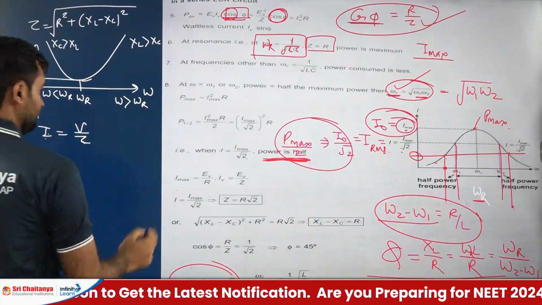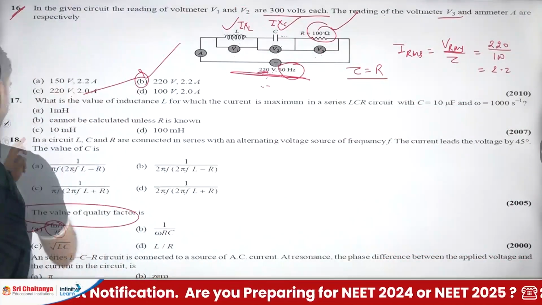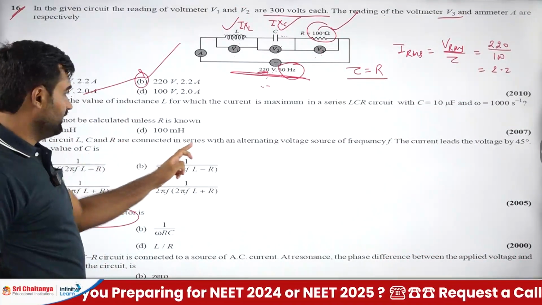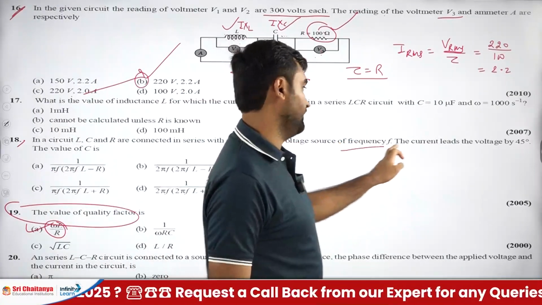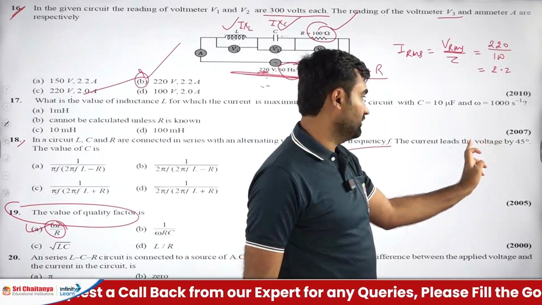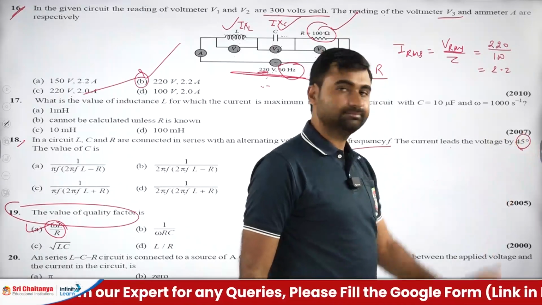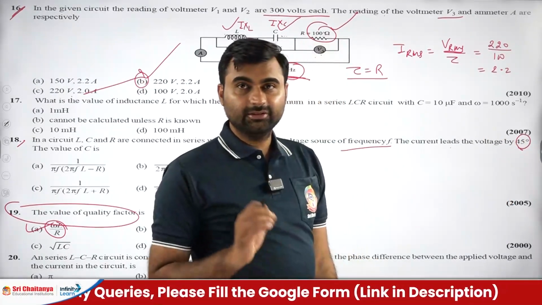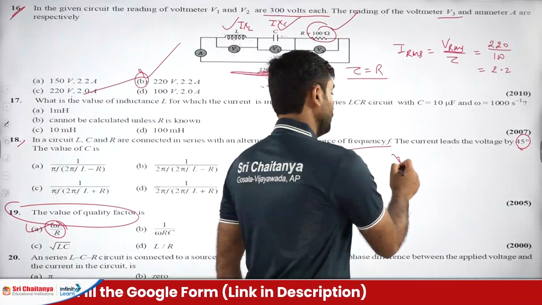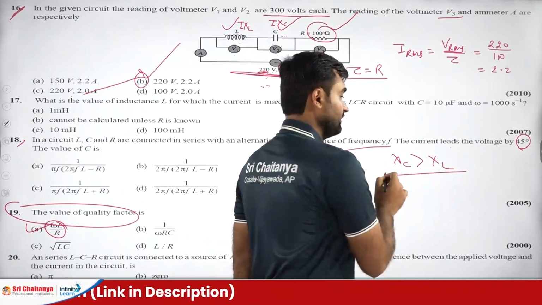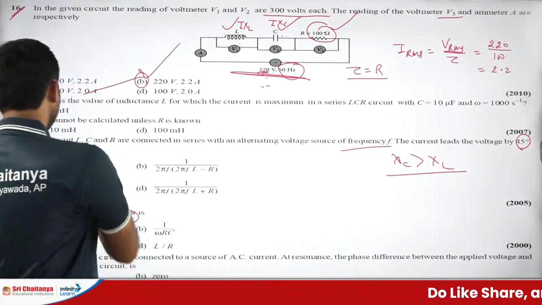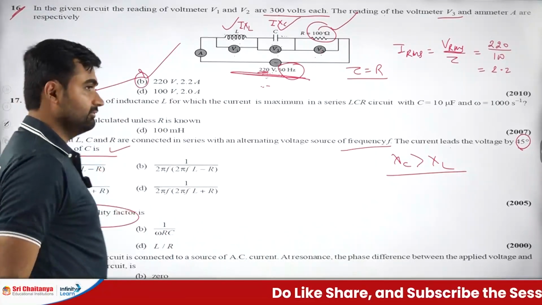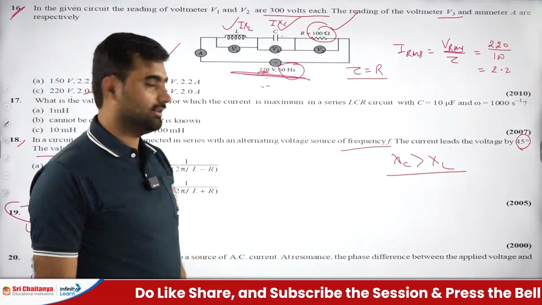Now it is the last question, question number 18. In this question, an LCR circuit is connected in series with an alternating voltage, meaning an LCR AC circuit, frequency is f. Current leads the voltage by 45 degrees. Current leads means XC is more than XL, then current leads. You agree? Yes. Then the value of C, they are asking.